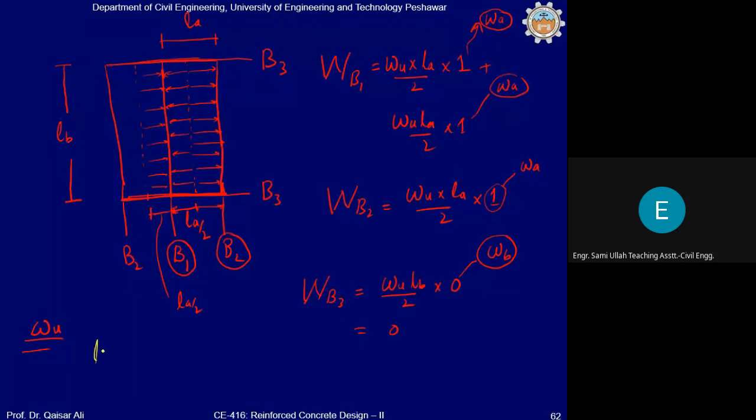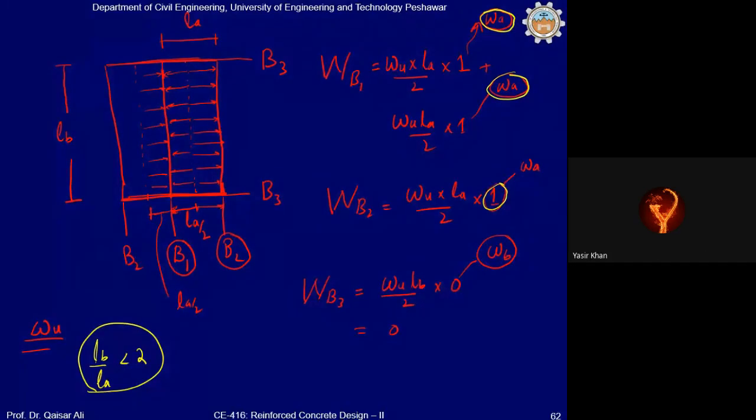LB divided by LA is less than 2, for example. So now what about this coefficient WA? If it is a two-way slab system, then what will be the value of this WA? Will it be greater than 1, less than 1, or equal to 1? Less than 1. Of course, WA will be less than 1. Why? Because now some of the load will also transfer along the longer direction. Okay?